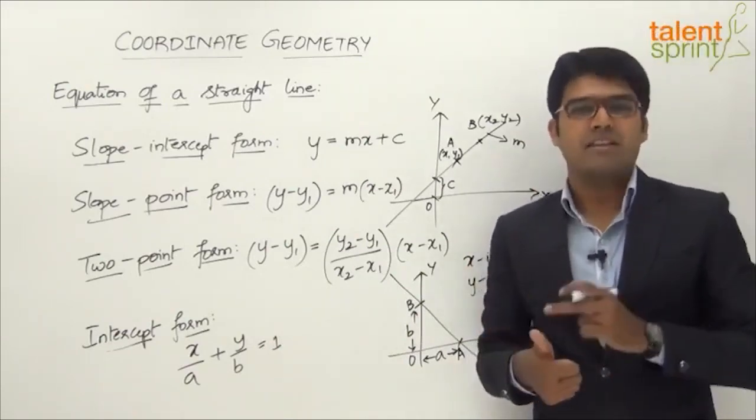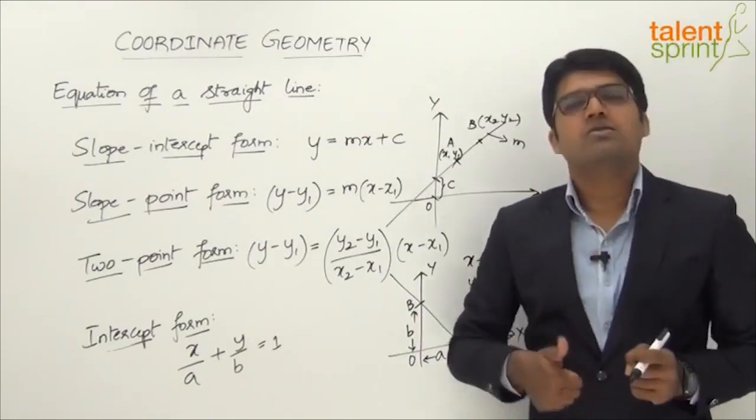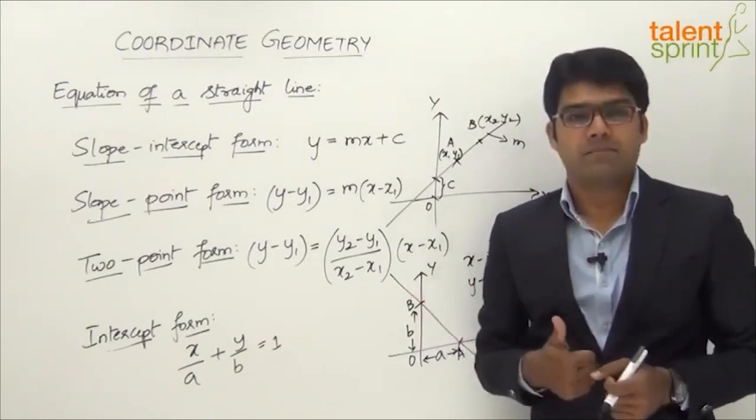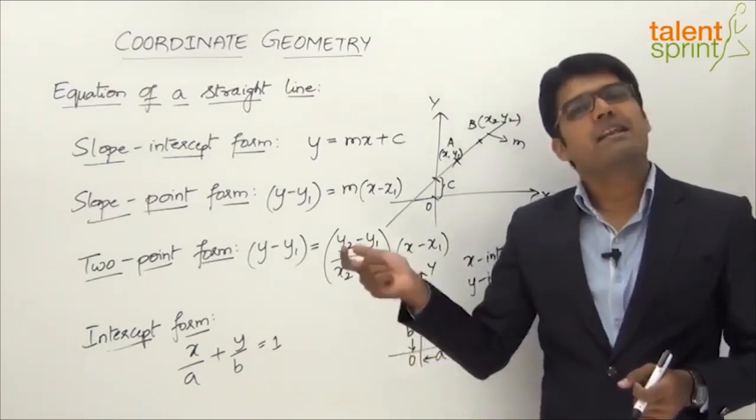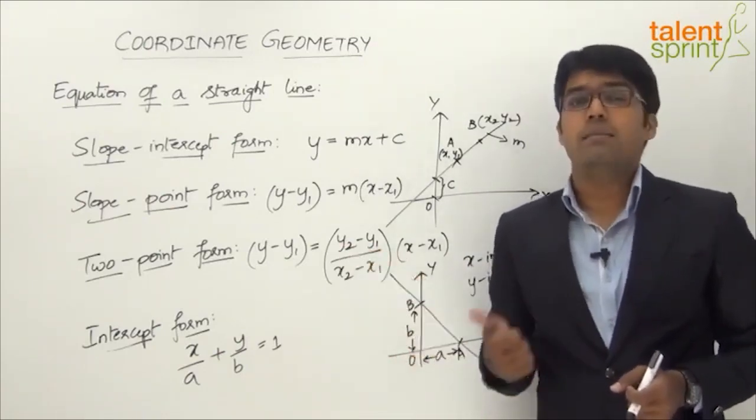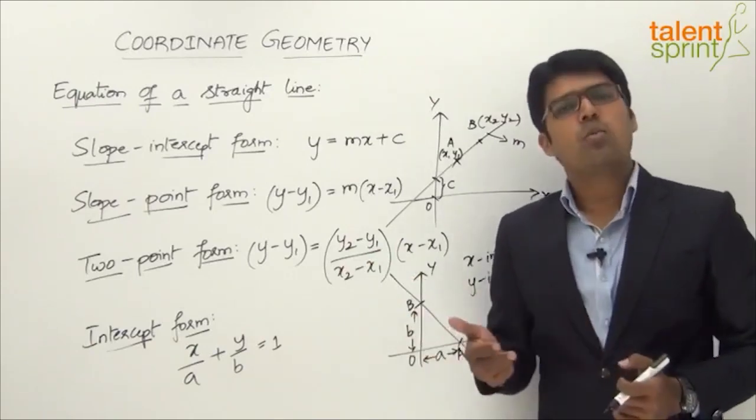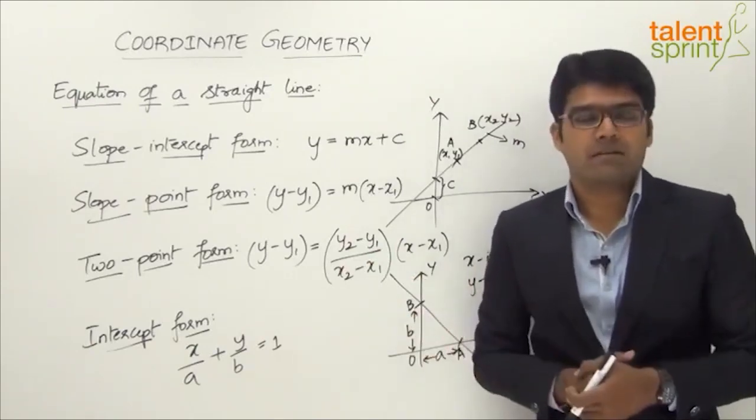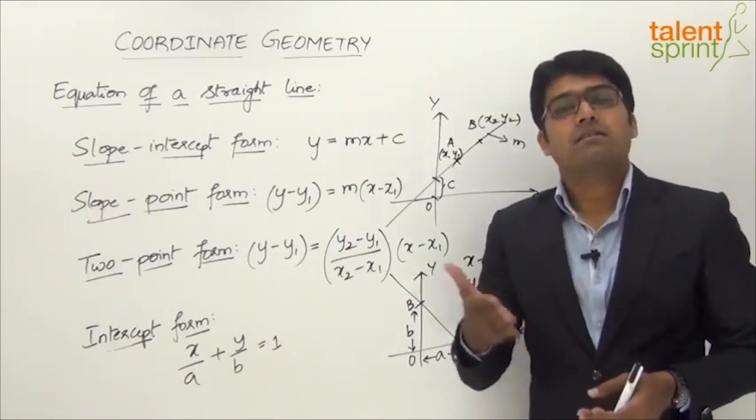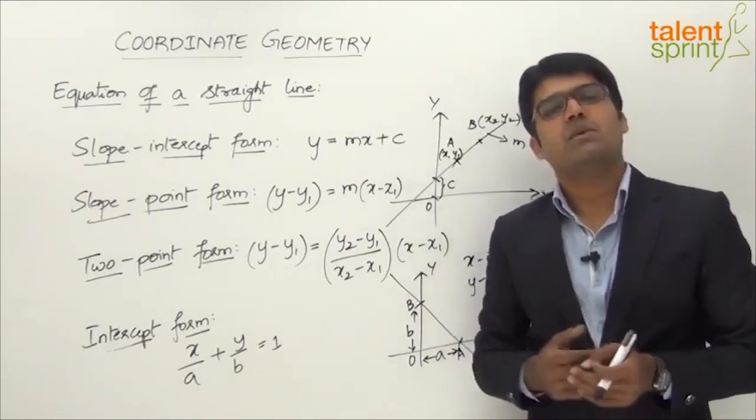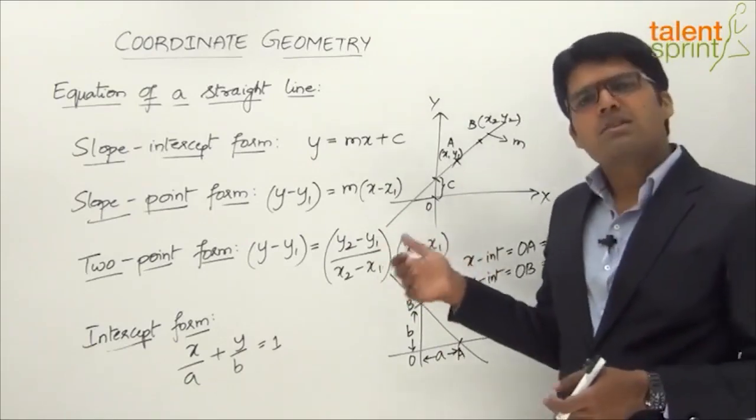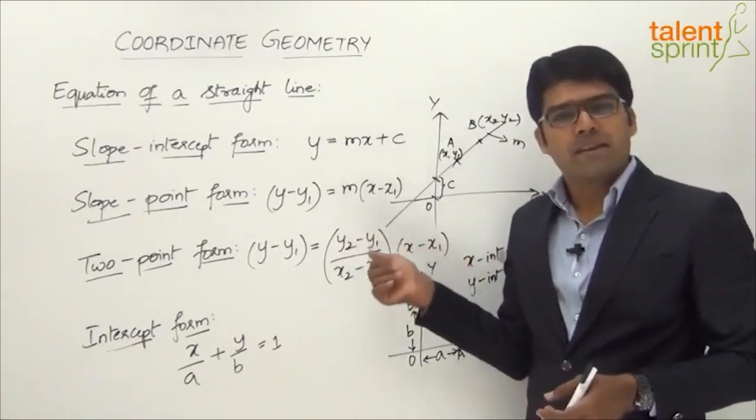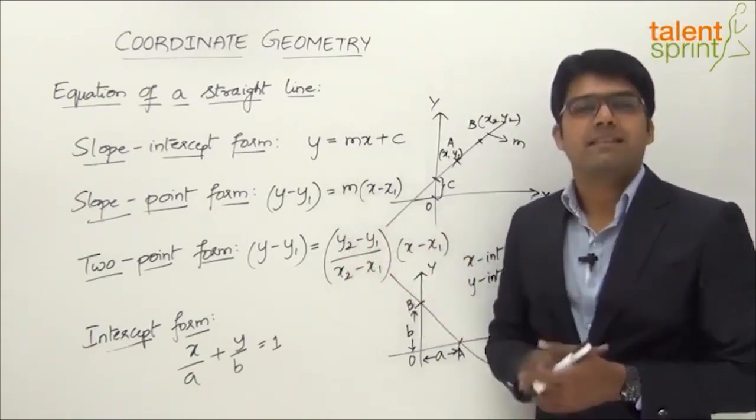Slope intercept form, where the slope and intercept are given, can be taken as y equals mx plus c. The slope point form, where the slope and a point are given, can be taken as y minus y1 equals m into x minus x1. Two point form: two points are given, with coordinates x1 y1 and x2 y2. The equation can be taken as y minus y1 equals y2 minus y1 by x2 minus x1, which is the slope, into x minus x1.